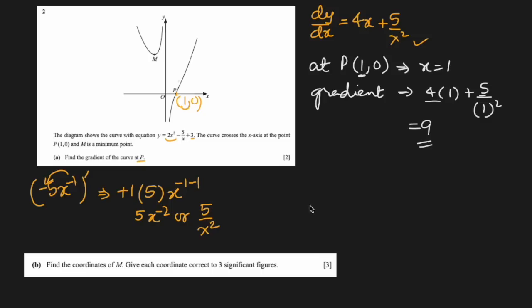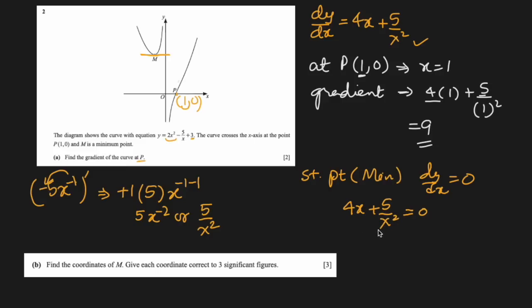And since point M is a stationary point, or minimum, yeah, minimum is a stationary point, right? Our gradient should be equal to 0. Can you see? If I draw a tangent here, it will be a horizontal line, and the gradient of a horizontal line is 0. And that's what I will do. Dy over dx, which is this one, make it equal to 0. So 4x plus 5 over x square equal to 0, and we have to find a solution. I will just put the 5 over x square to the other side. Okay, minus 5 over x square when it goes to the other side.